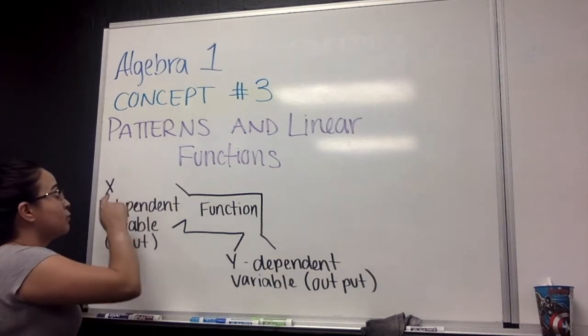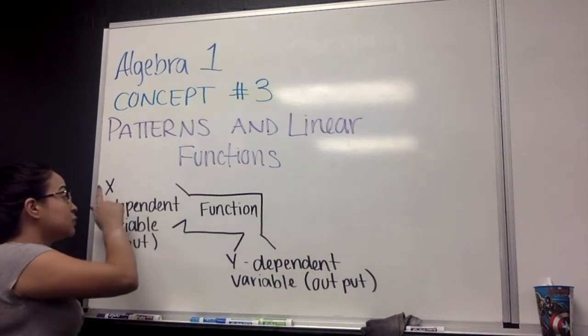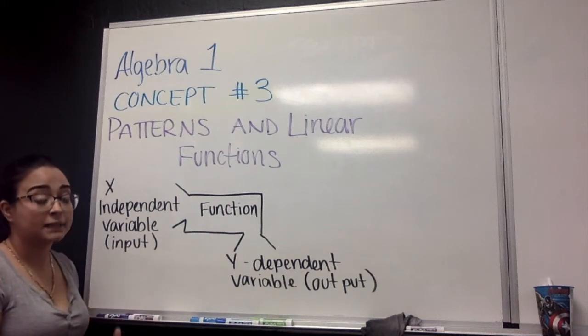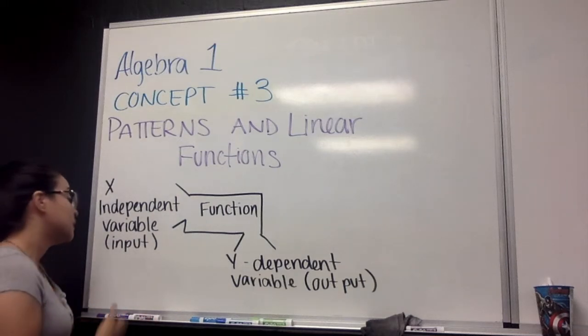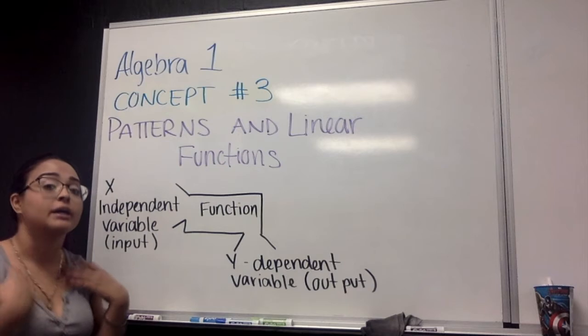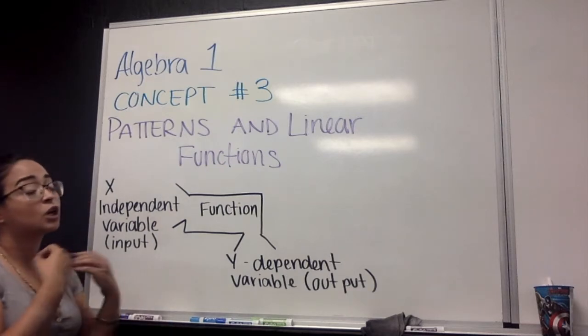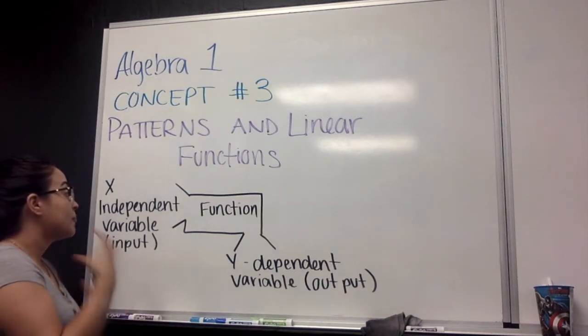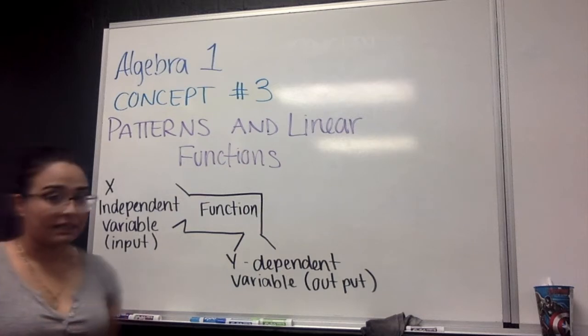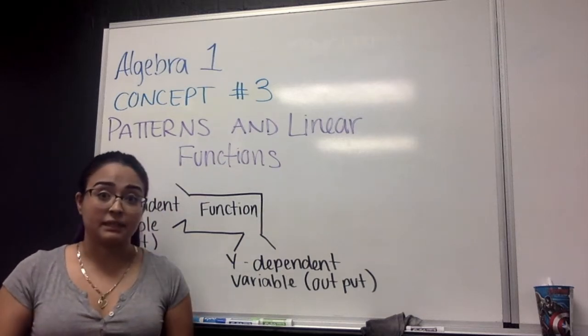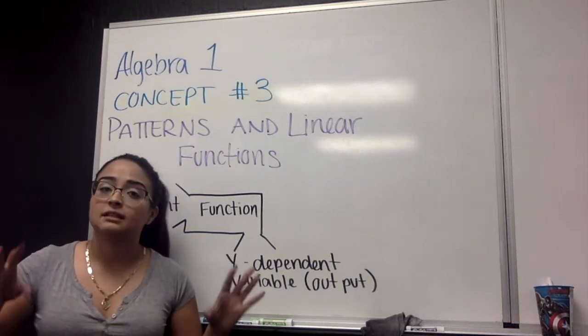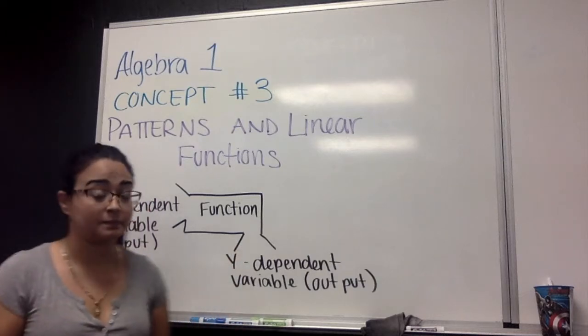First we start off with x. X will represent our independent variable. We will call it our input. So what goes in? Now, the independent variable is just that. It is a variable that is independent. So regardless of anything, that variable is what it is.